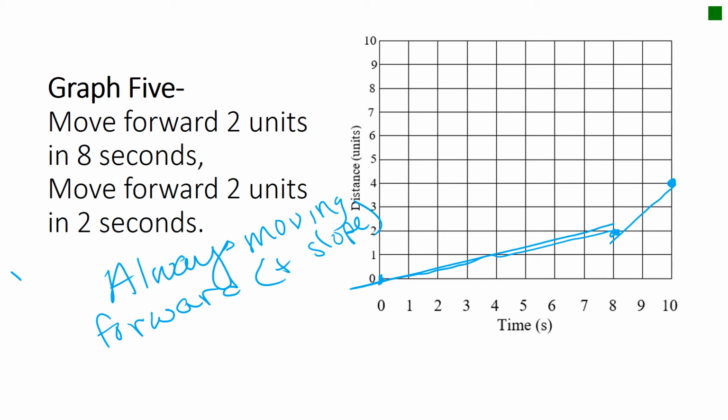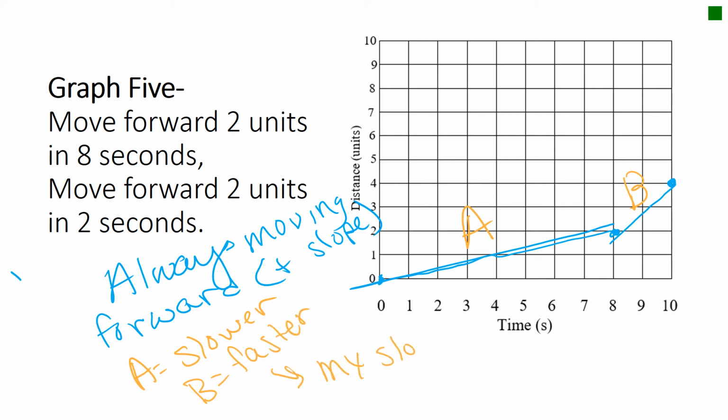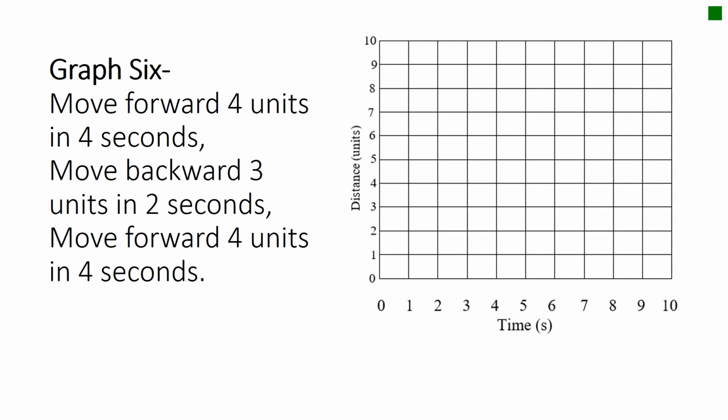Okay, but what I want you to note is that if I labeled this as A and this is B, because the slope equals your speed for all of distance versus time graphs, A has a lower numbered slope. So A is going slower than B. B is going faster. How do I know? Because my slope for B is larger, steeper. And once again, slope equals speed for a distance versus time graph.